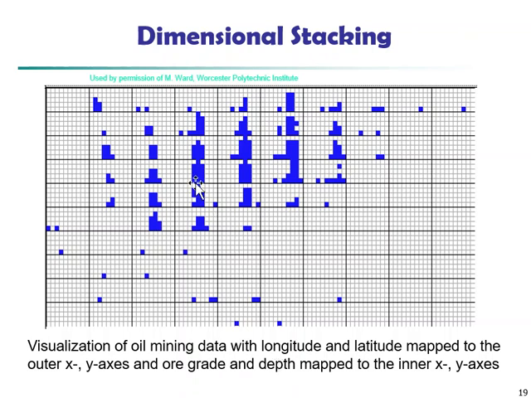So what we see here in this graph is a concentrated area somewhere that has medium grade oil that's fairly deep. In this concentrated area, the surrounding areas have oil that's shallower.